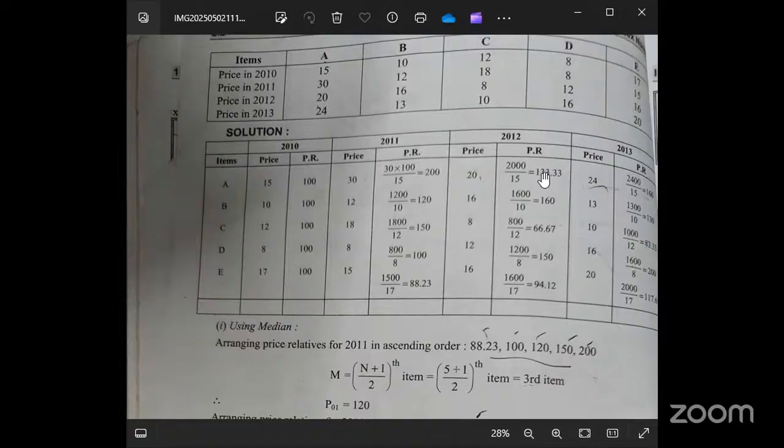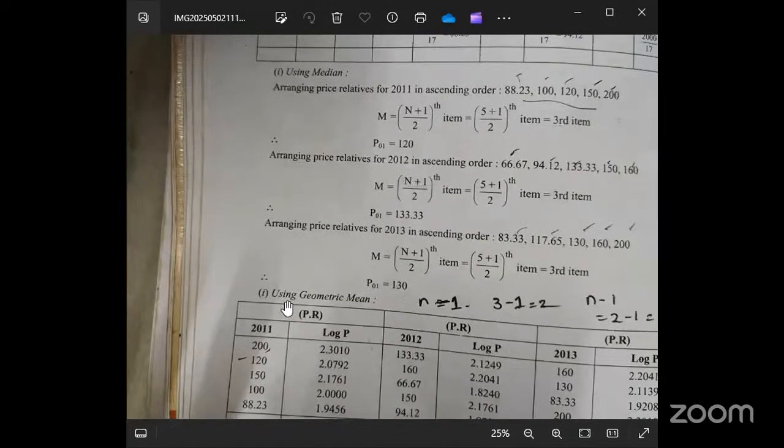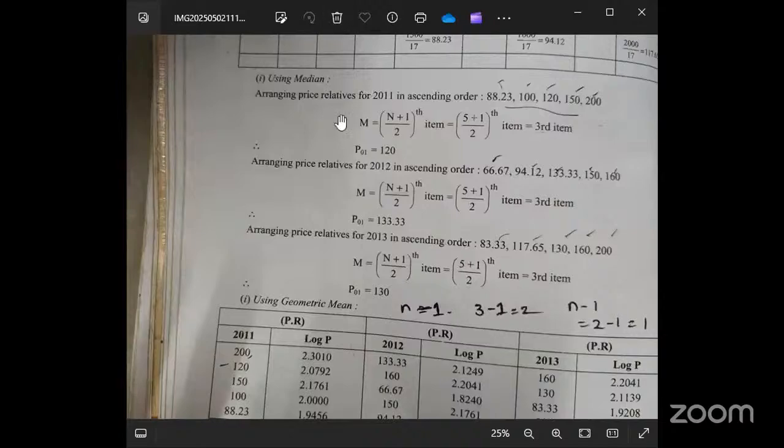So coming to it, they ask us to find out by using median and geometric mean, for 2011, 2012 and 2013. Arranging the price relatives for 2011, what we have: 200, 120, 150, 100 and 88.23. We need to arrange it in ascending order, which means small to big. So first 88.23, then 100, then 120, 150, 200.